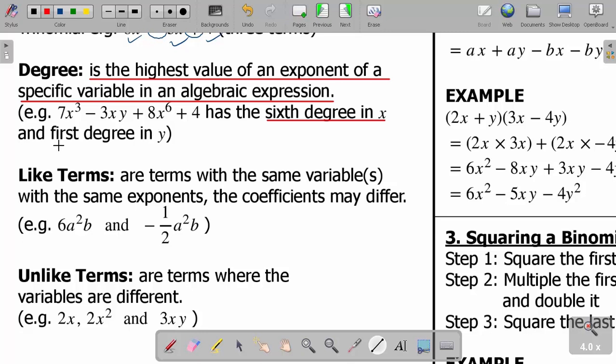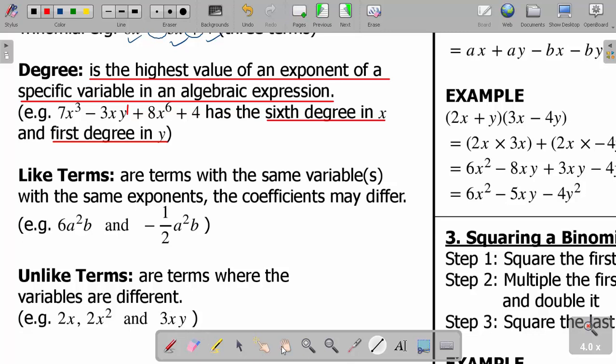And then in y, it only has 1. It is 1st degree in y because, guys, you can see this is y to power 1. This is y to the power 1. So that's why it's degree 1 in y and degree 6 in x.